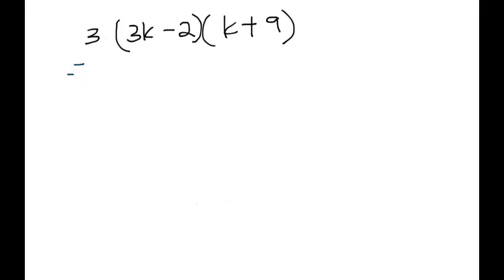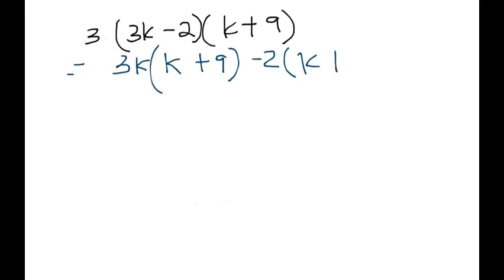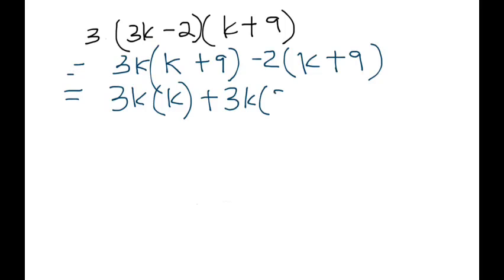We do exactly the same thing as we did before. So we need to remove the brackets by multiplication. So we will say your first step is your 3k multiplied by your bracket k plus 9. And then your minus 2k, minus that bracket again, k plus 9. Then we go a bit further. So your 3k multiplied by your k, and then your 3k multiplied by your 9.